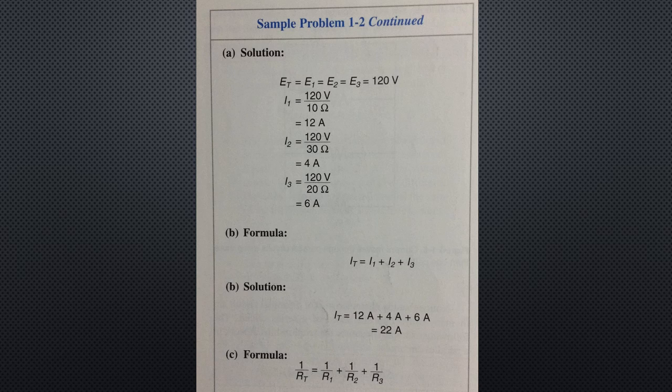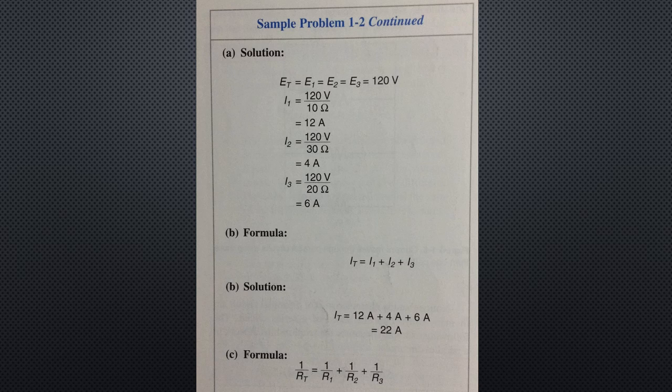Part B of the formula: current total equals current at 1 plus current at 2 plus current at 3. The solution is the total current equals 12 amps plus 4 amps plus 6 amps, in this case 22 amps.